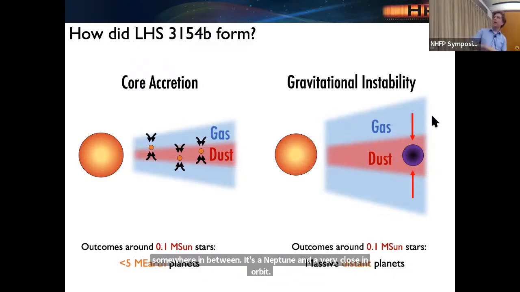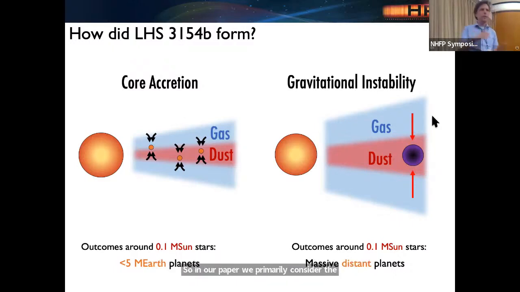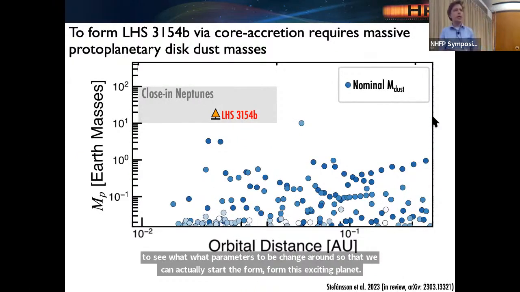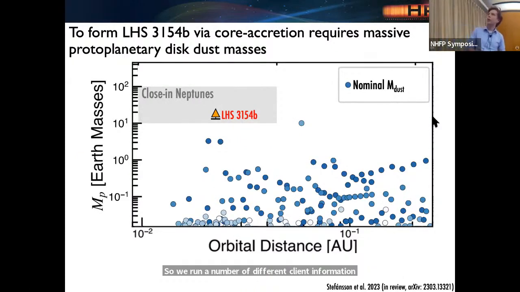In our paper, we primarily considered the core accretion scenario and ran a number of different planet formation simulations to see what parameters we need to change so that we can actually form this exciting planet. Here I'm showing the output of those simulations in the planet mass orbital distance plane, highlighting close-in Neptunes. They're in the gray box, and LHS 3154b is highlighted with the orange triangle over there.